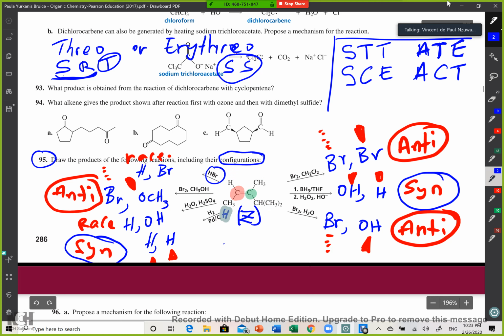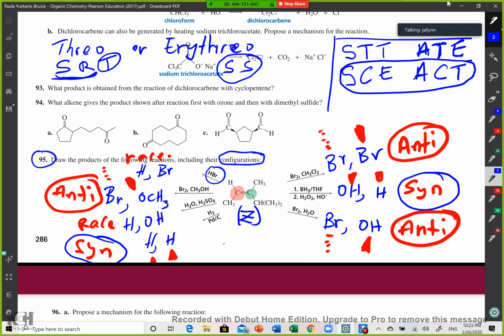I hope we are good up to this point. So because I have a cis starting material, this will be my region of interest. I will focus on that one. Does that make sense? I have a cis starting material here. That's the meaning of that C. My starting material is cis, and so I will only focus on that one.